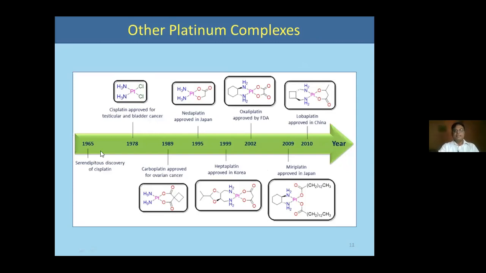Now, once cisplatin was discovered serendipitously in 1965, after that, I think thousands of platinum complexes have been synthesized and tested. Among them, you can see some of the platinum complexes over the years which have been approved. Some of them are approved worldwide, some only by certain countries like Japan, China or Korea. These are 7-8 platinum complexes which are right now used as approved anti-cancer drugs for treatment of cancer. And it came from the desk of coordination chemists.